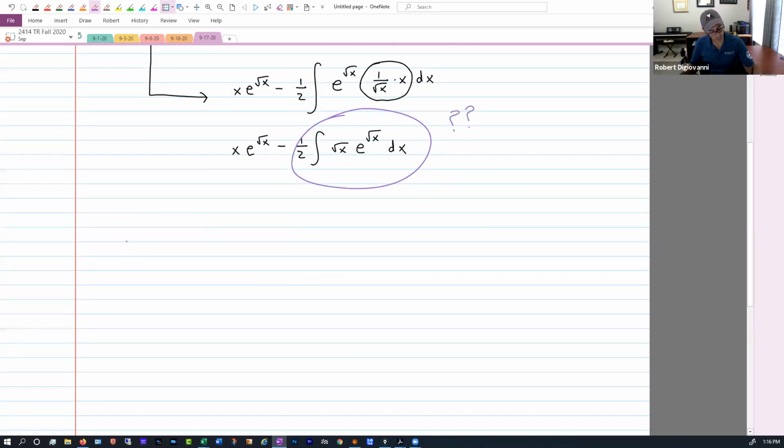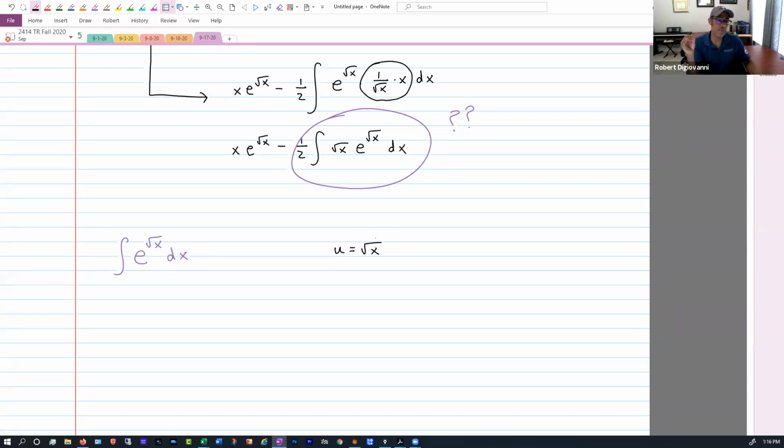Okay, so I'm going to start the problem over. And I realize what I'm about to do, you're probably going to sit there and be like, I don't know if I would have thought to do that. I'm going to make a basic substitution. So I'm not doing integration by parts. I'm just making a basic substitution. I'm going to replace u with the square root of x.